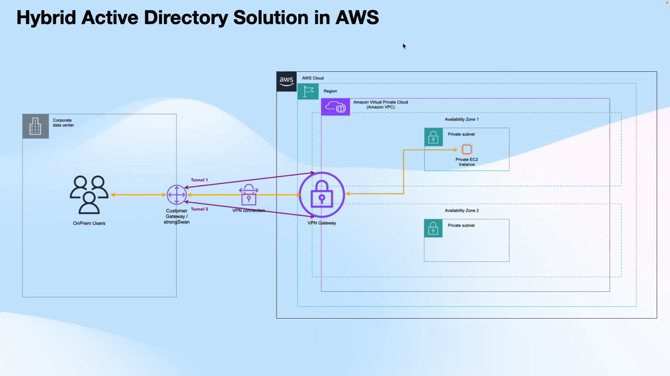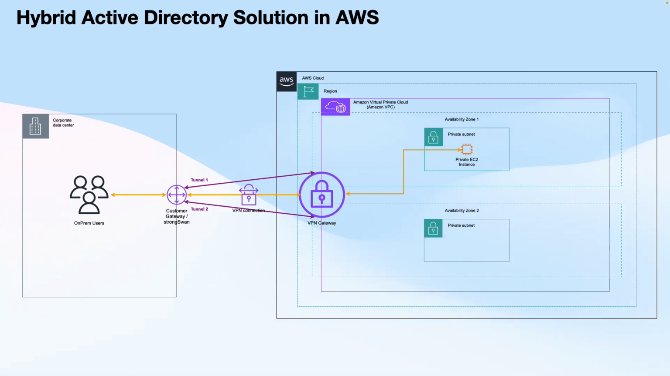And I have already created a site to site VPN connection between the simulated on-prem environment and the AWS cloud. If you want to know how to set up a VPN connection, please refer to my channel. I already have a video in depth where I walk you through how to create a site to site VPN connection, or even if you want to create a client VPN. I will give a link to those videos in the description.